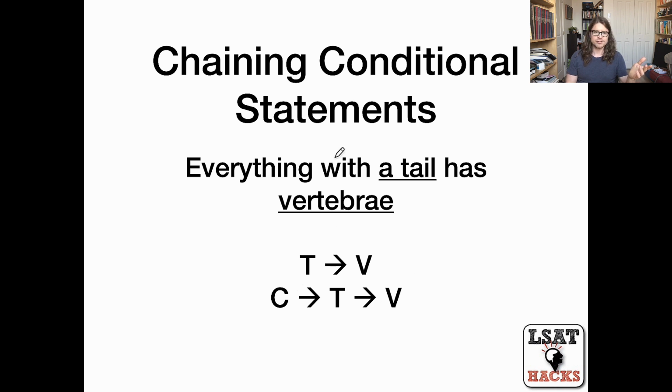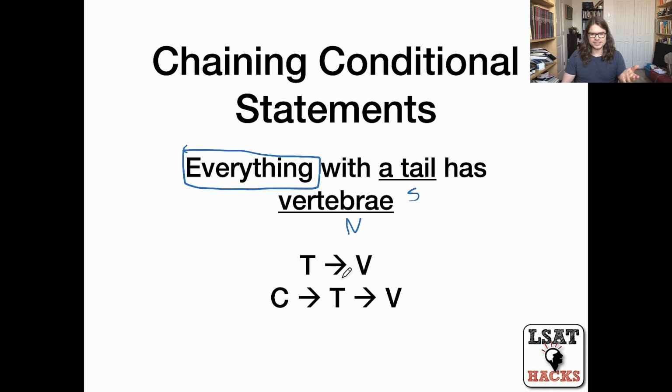So if I say everything with a tail, so here's the indicator, everything. Everything with a tail has a vertebrae. That's sufficient. That's necessary. T arrow V. We already had, if you're a cat, you have a tail, so we can chain it together. C arrow T arrow V. If we chain them together, this is simple stuff.